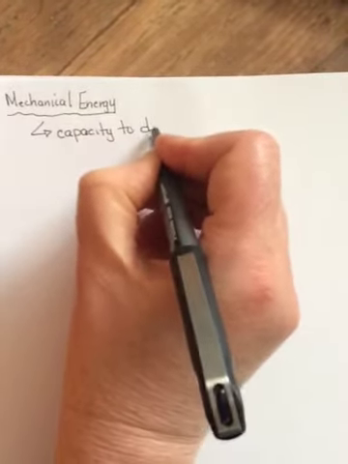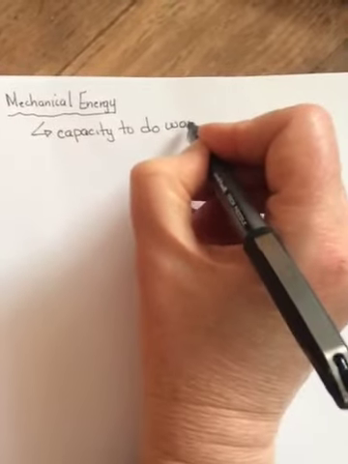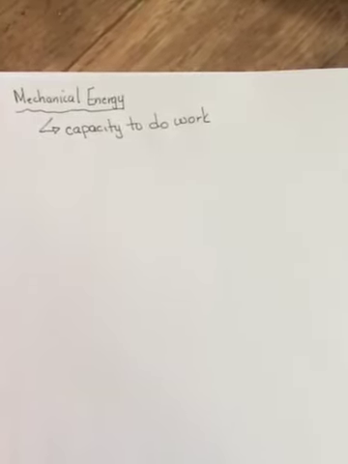Capacity to do work. And so we would say that an object has mechanical energy if it has the capacity to do work. If because of its position or its motion, it has the ability to do work. Okay, and remember, work is applying a force over a distance.